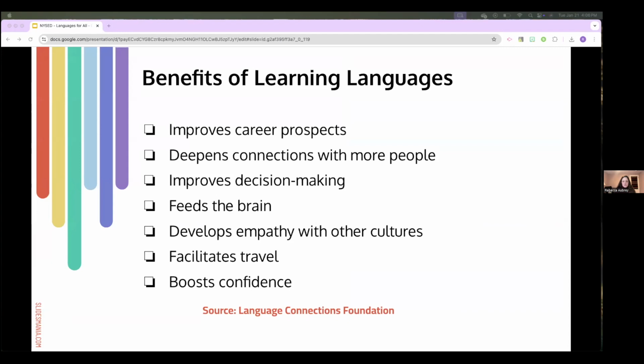For those of you looking for resources to advocate for your students, the Language Connects Foundation also has a lot of good resources for what a language provides and why it's so essential that every student study another language, and just the connections it helps us to develop, the way it feeds the brain, helps us develop empathy with other cultures, facilitates travel, boosts confidence. There are just so many important things that we gain from learning another language.